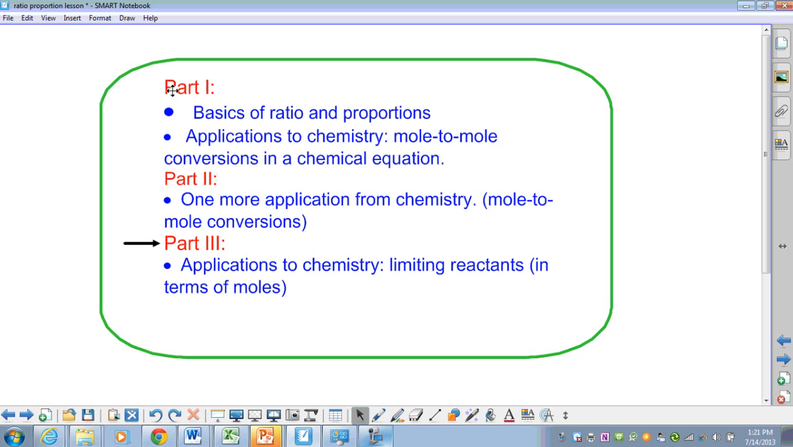And just to recap what we've been doing so far, in part one, we looked at basics of ratio and proportions. And we also looked at some applications to chemistry, such as mole-to-mole conversions in a chemical equation. In part two, we looked at further examples on mole-to-mole conversions. And here we are looking at the last application from chemistry on the topic of ratio and proportion, and mainly limiting reactants will be our focus.